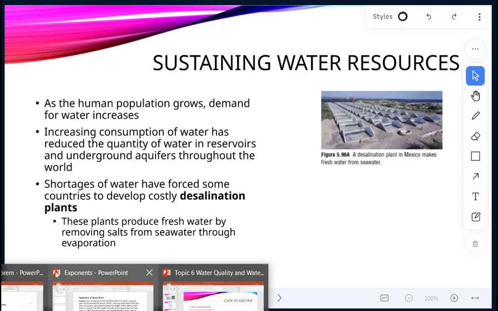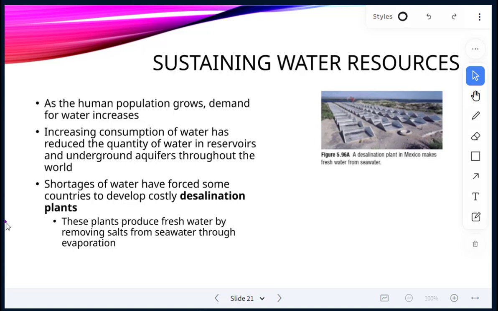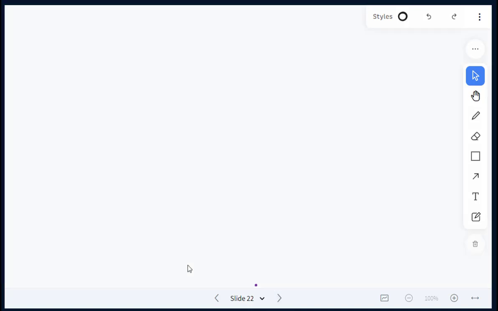Okay, and then sustaining water resources. As the human population keeps growing, the demand for water continues to increase. Increasing consumption of water has reduced the quantity of water in reservoirs and underground aquifers throughout the world. Shortages of water have forced some countries to start developing costly desalination plants. This is one in Mexico, which is making fresh water from seawater. Basically, these plants produce fresh water by removing the salts from seawater through evaporation. It is very costly, very expensive.